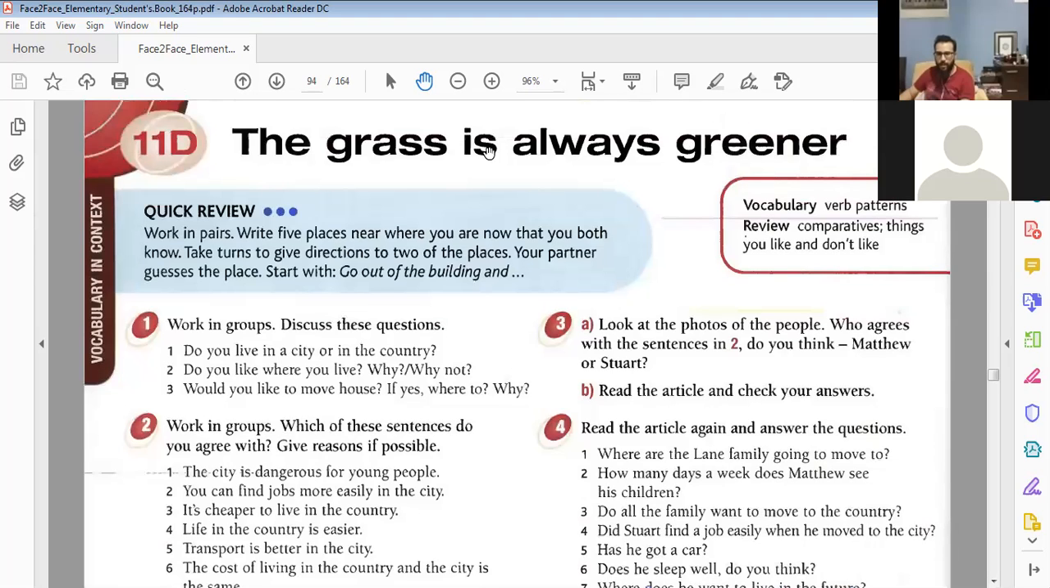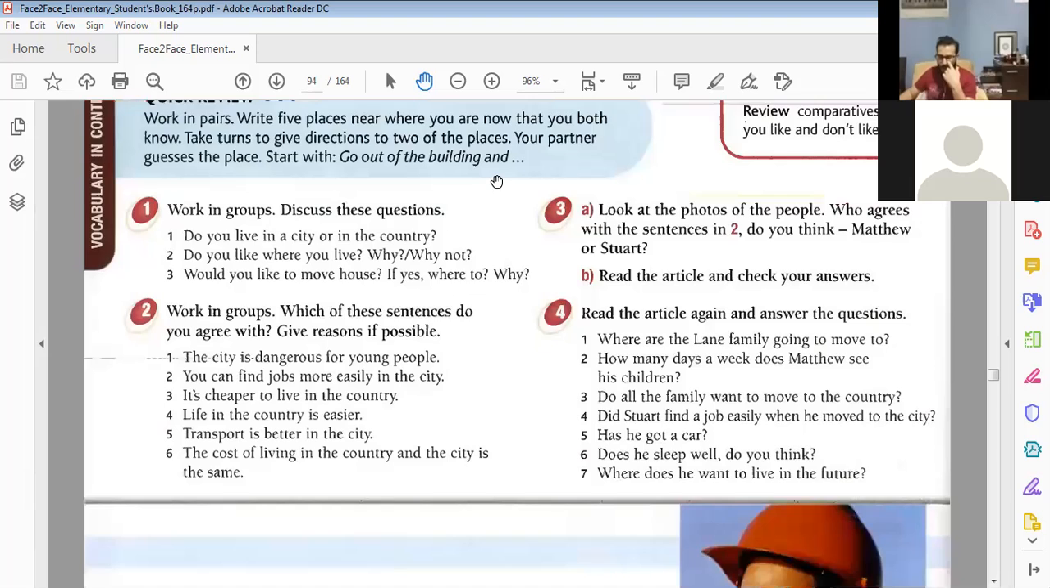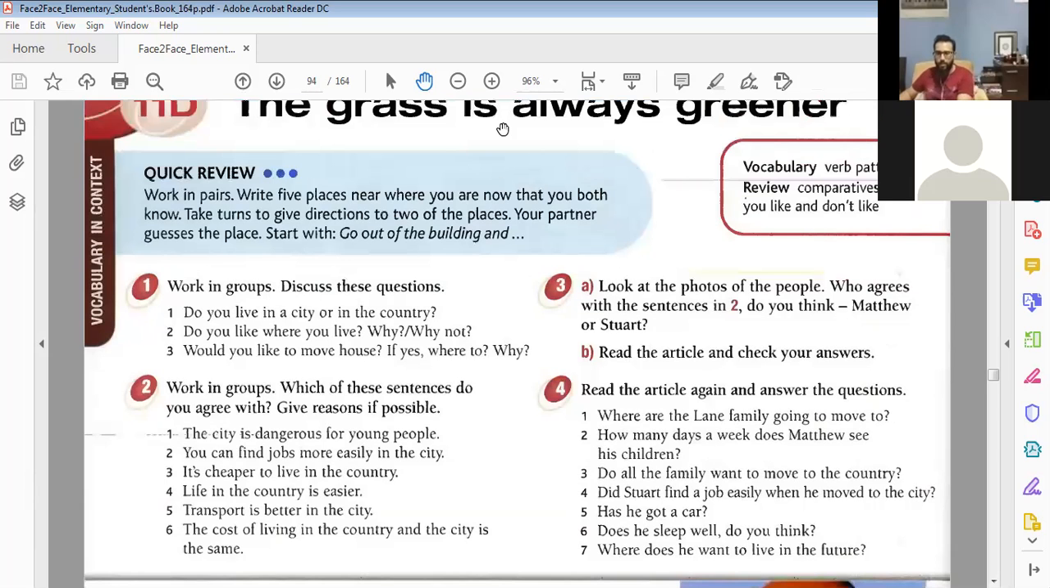We talked a little bit about what it means to say the grass is greener on the other side, what this means, and how to compare places. So we talked a little bit about this, but we didn't start it. So here I have a question for you.